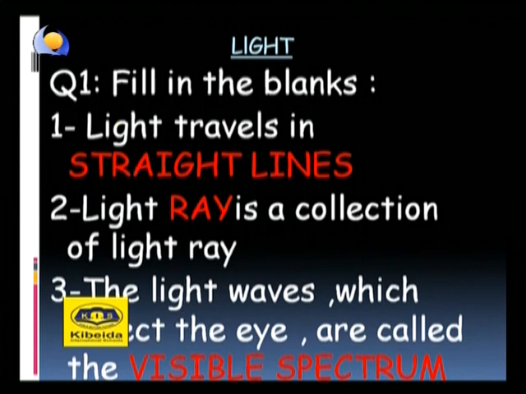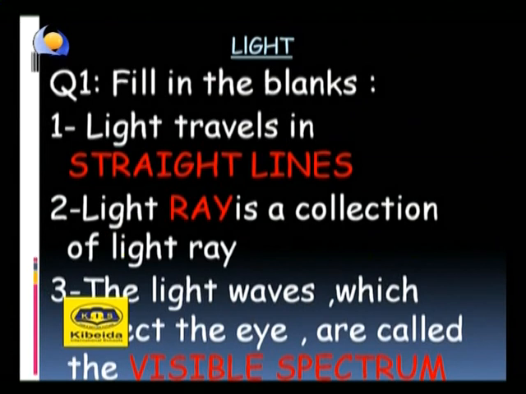Visible spectrum. There are two types of light waves. The first one is the visible spectrum. Light rays that affect the eye, we can see the white light. When we analyze the white light, the result will be seven colors. The second part of these light waves is what we call infrared waves. Infrared waves do not affect the eye, but this type of wave causes a heat sensation. You can feel the heat of this wave. This is about light wave types. So here the light waves which affect the eye are called the visible spectrum.